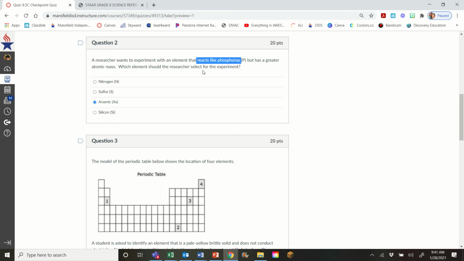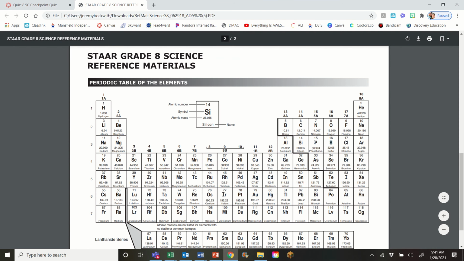All right, and then the other thing we'll need to key on in just a moment is that it has a greater atomic mass. But let's stay with the valence electrons for now. So if it reacts like phosphorus, it means it has the same number of valence electrons that phosphorus has. So when we find phosphorus here in group 15, Group 15 has 5 valence electrons. Now that's information you have to remember if you're going to be able to answer this correctly.